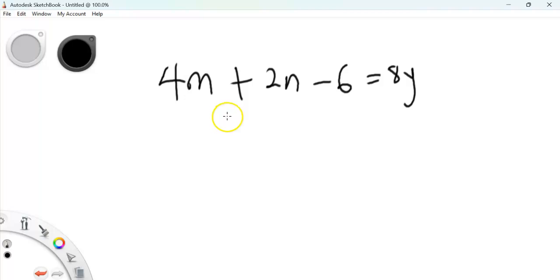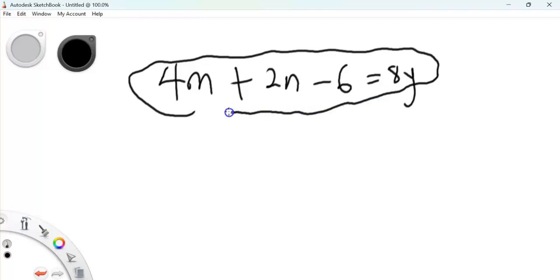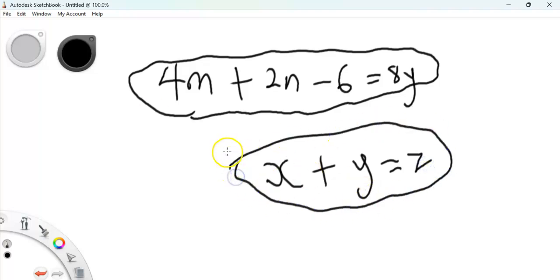Then let's look at other examples. Let me say you have something like 4m plus 2n minus 6 is equal to 8y. When you see something like this, it's also an algebra. Why? You are seeing the presence of letters there. And remember my definition, I said that it can also deal with letters only. For example, x plus y is equal to z. This is an algebra.